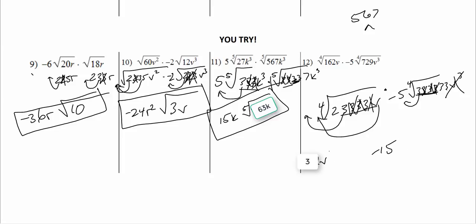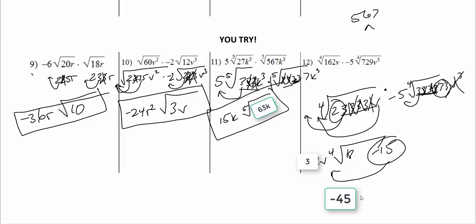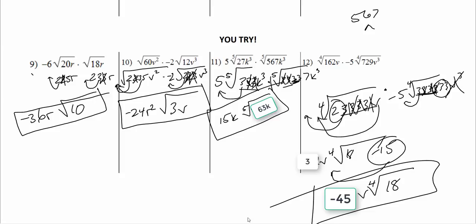And then times the fourth root of what? A 2, and then 2 3s, which makes an 18. Don't have any variables left. This is just being multiplied by that. Sorry, I know that kind of looks weird. But then I get negative 180 v times the fourth root of 18. So that is your final answer right there.